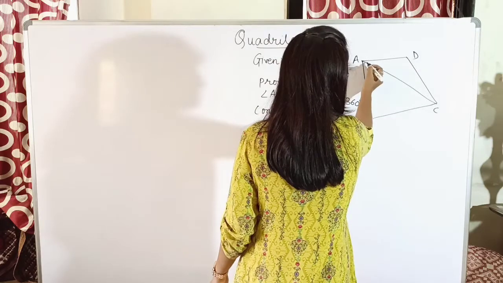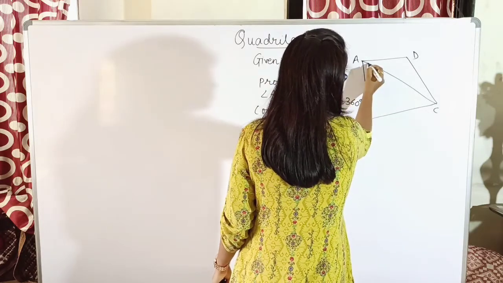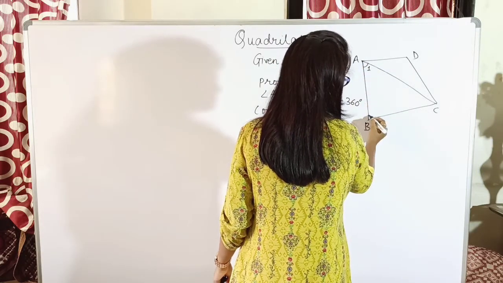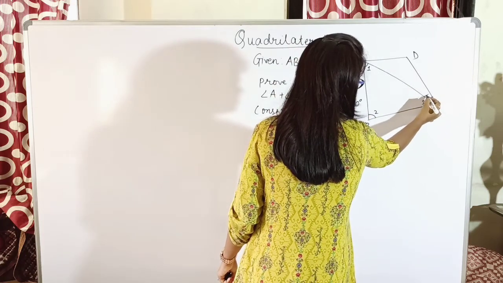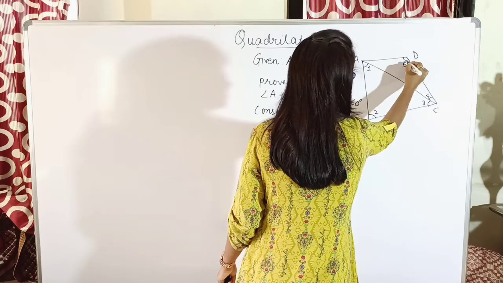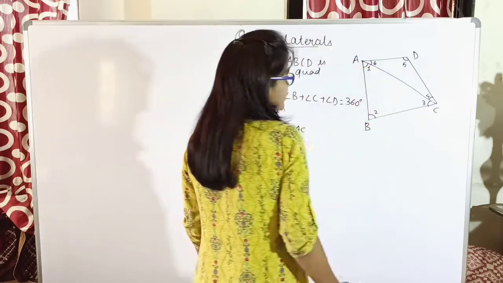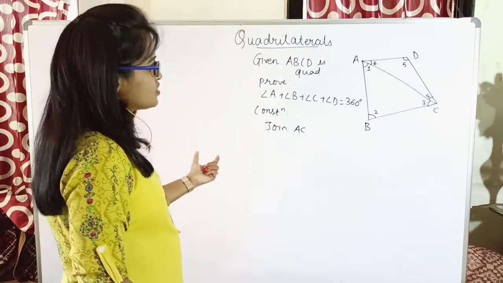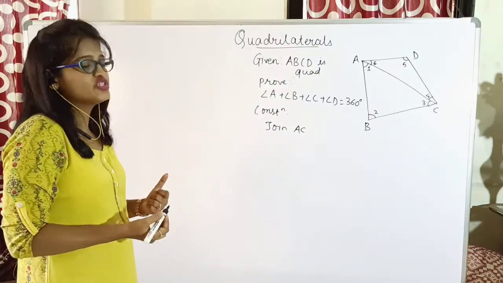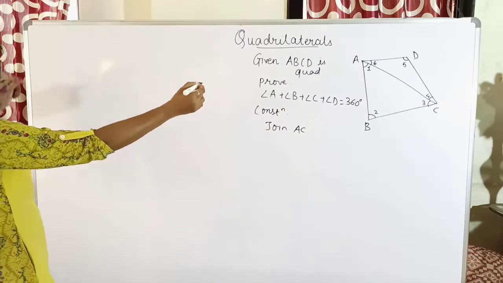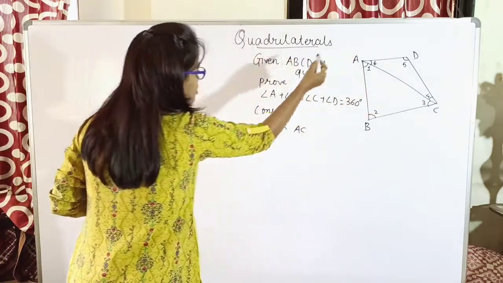For that, let me name the angles. Suppose I name this angle as angle 1, this as angle 2, this as 3, this as 4, this as 5, and this as 6. So that it would be easier for me to frame the equation, because A will be the addition of 1 plus 6, whereas C will be the addition of 3 plus 4. So apply the angle sum property to the lower triangle.